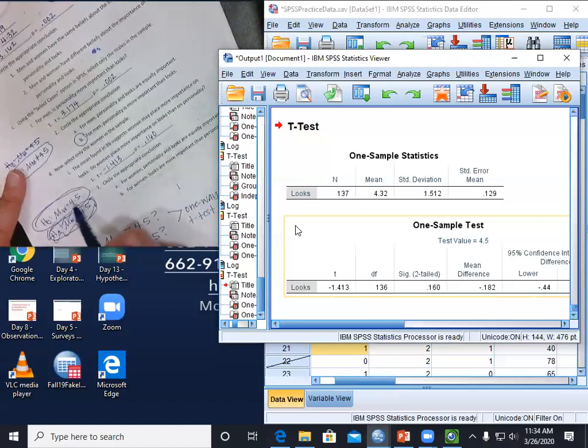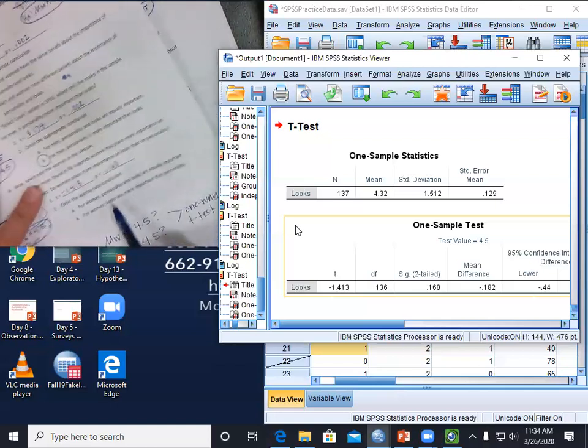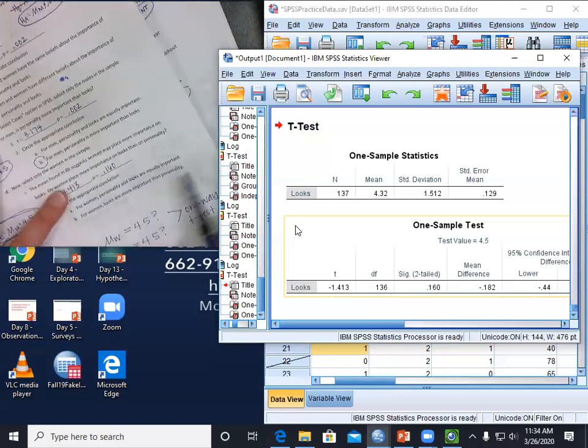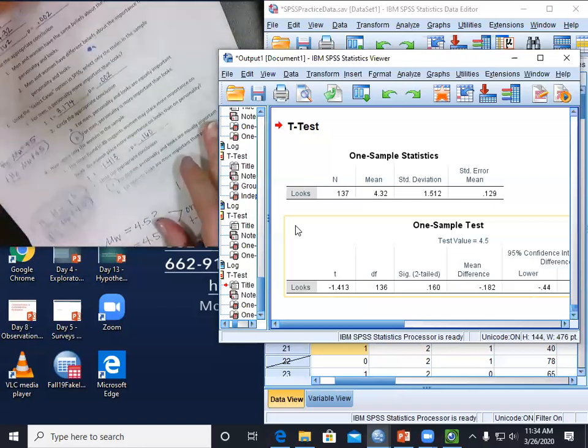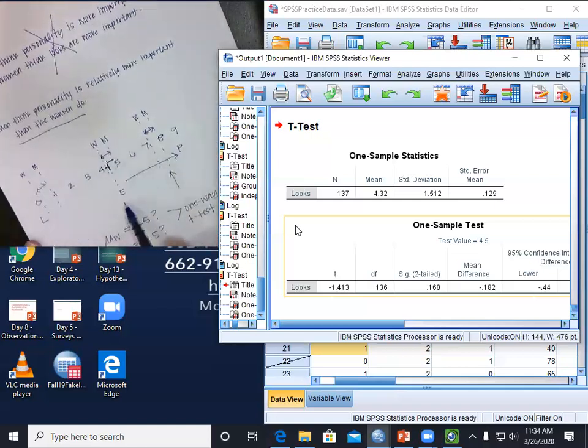The mean for the women equals 4.5 is what our null hypothesis says. So for women, personality and looks are equally important, because that's what that 4.5 means. 4.5 means these two things are equally important to them.